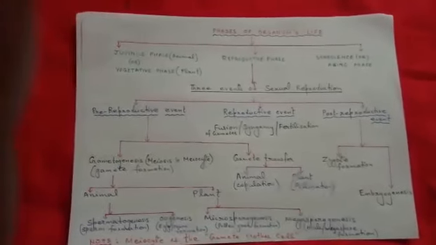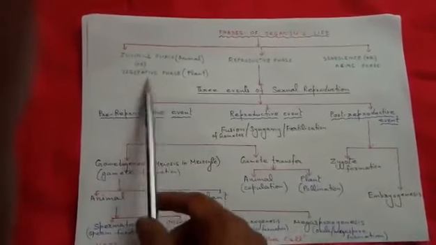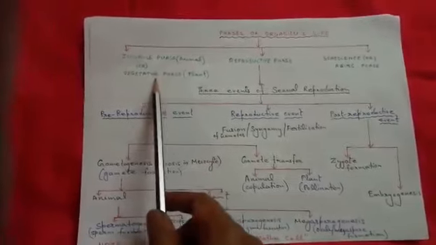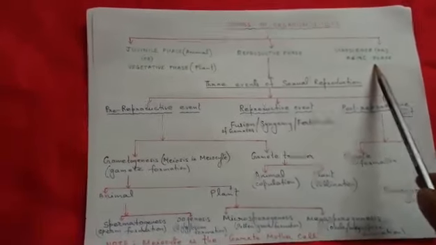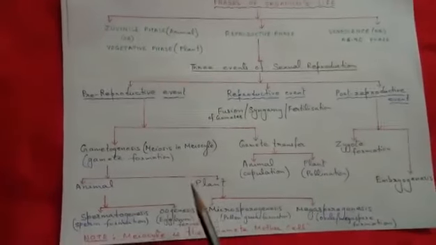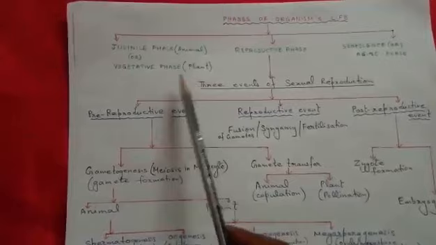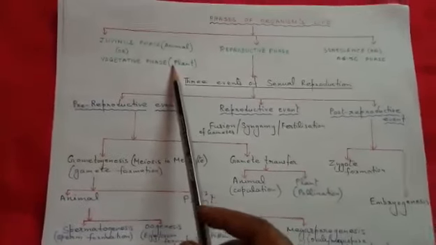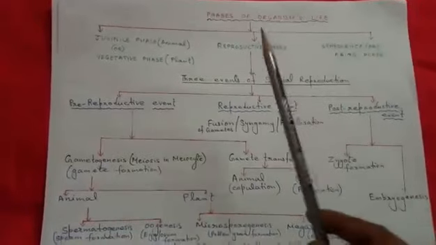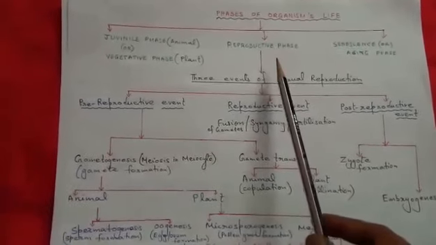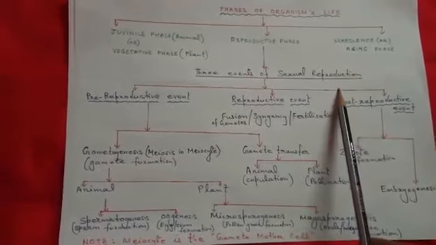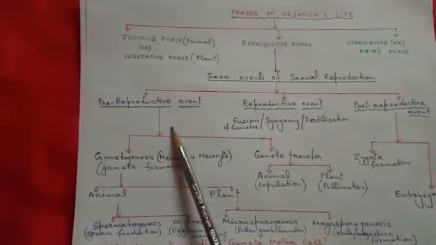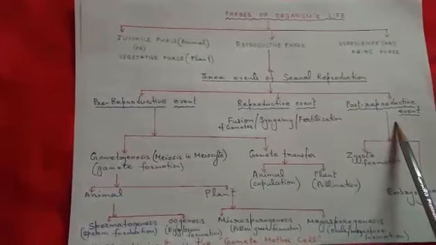Now let us see the next topic, that is phases of organism's life. As you can see, juvenile phase, which is seen in animal, vegetative phase in plant, reproductive phase, and senescence phase, which is also called aging phase. Now this juvenile phase is before the pubertal age, where the organism grows and they are not sexually active. Now you can see this reproductive phase consists of 3 events of sexual reproduction, which consists of pre-reproductive event, reproductive event, and post-reproductive event.